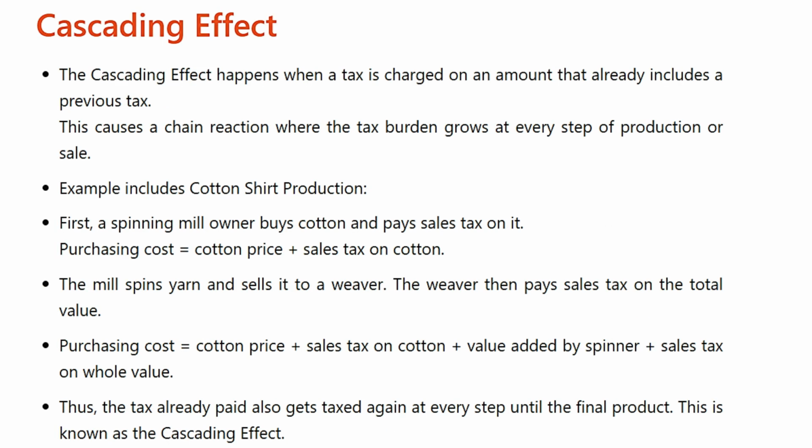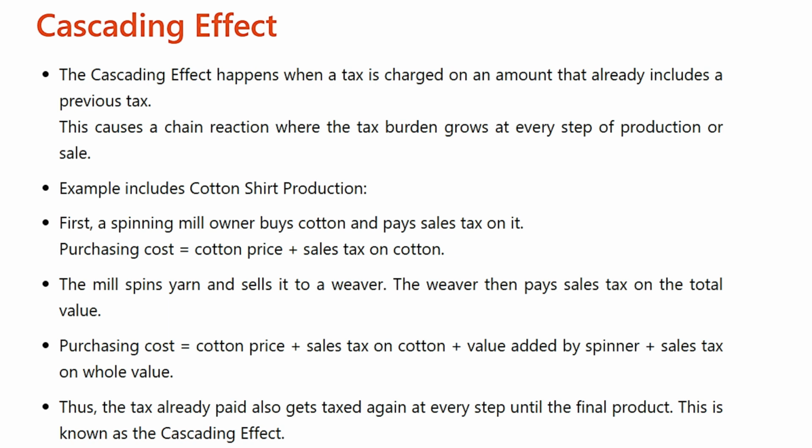The cascading effect happens when a tax is charged on an amount that already includes a previous tax. This causes a chain reaction where the tax burden grows at every step of production or sale. Example includes cotton shirt production. First, a spinning mill owner buys cotton and pays sales tax on it. Purchasing cost equals cotton price plus sales tax on cotton.